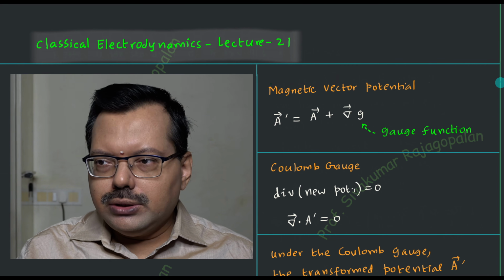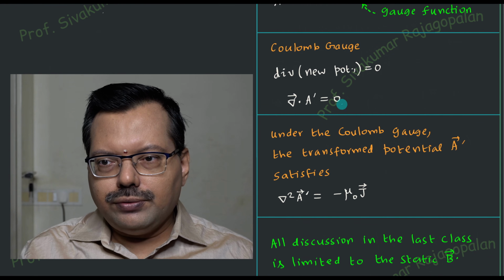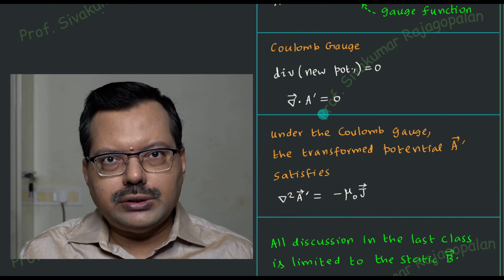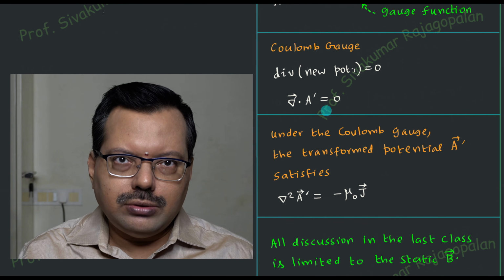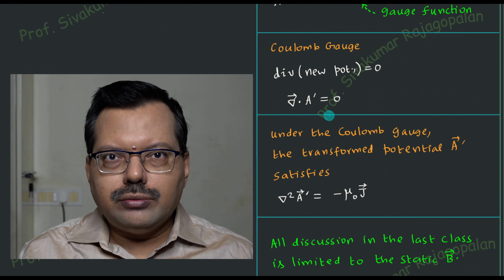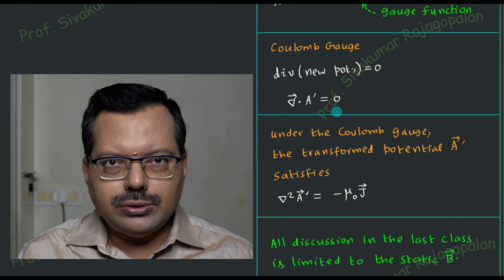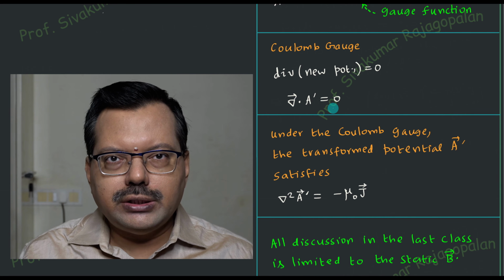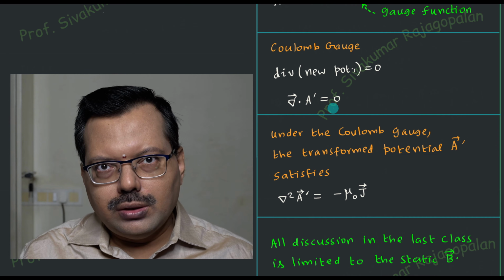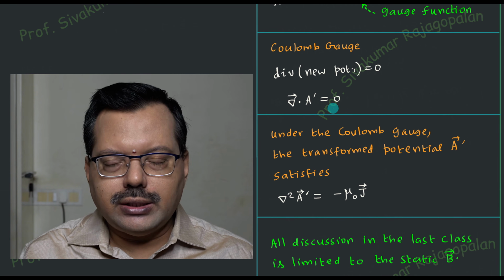This is the last class summary that I'm showing here. If you fix the magnetic vector potential by the condition divergence of A equal to 0, then we can give a name for this gauge, and in particular this gauge is known as Coulomb gauge. If you have a different type of condition, then we can give another name. We will see what is known as the Lorentz gauge in the next class.